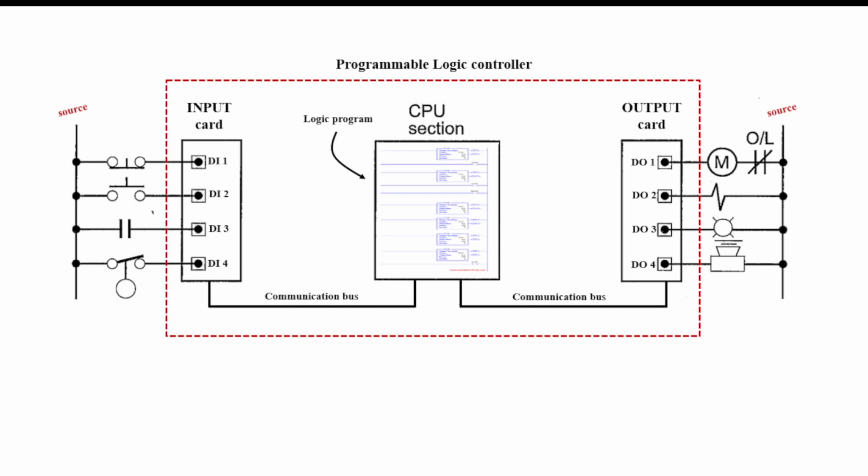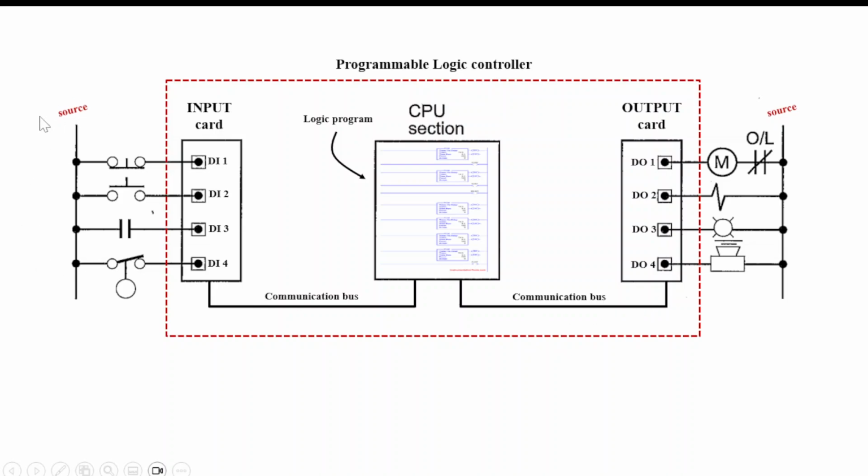This is the basic layout of a PLC. This PLC has 2 separate cards, an input card and an output card. I have a number of different devices that have been wired to the input card terminals, and I have a number of different tiny little loads that have been wired to the output terminals of this output card. In the middle is the CPU, and this is where the program is contained. Connecting the CPU to the card is a communication bus. We can see it here and here.